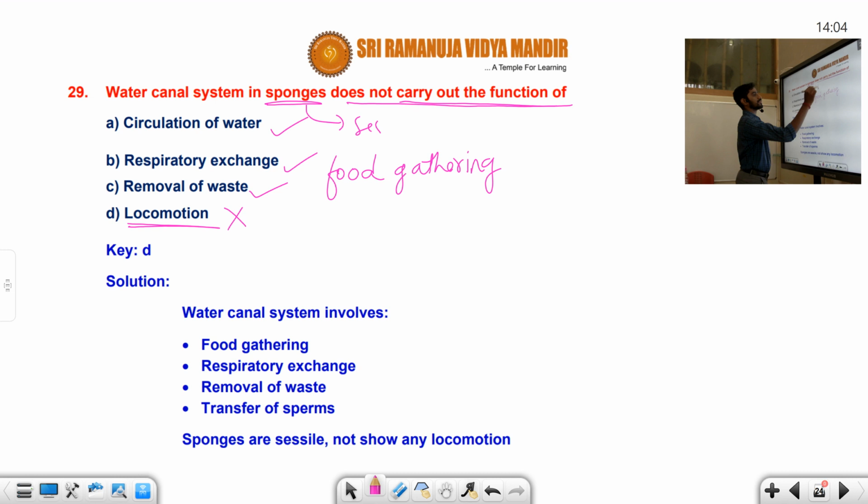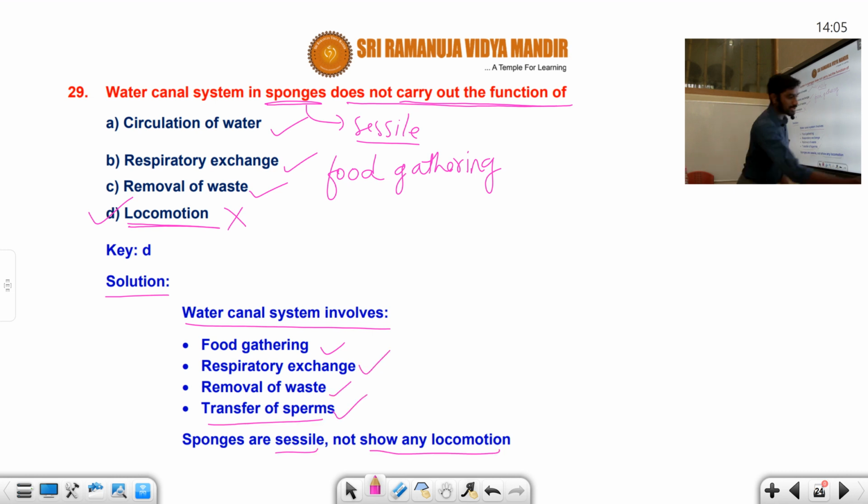You can see the solution also given. The water canal system is involved in food gathering, respiratory exchange, removal of waste, and transfer of sperm. You can take one more point: it is sessile in nature and does not show any locomotion. So 29 is the correct option, D is the correct option.